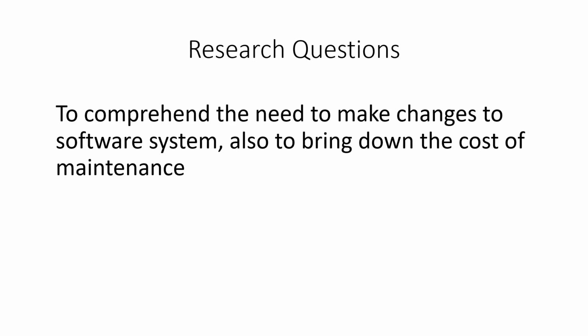The paper mainly focuses on comprehending the need to make changes in the software system, and it also brings down the cost of maintenance. A software system requires maintenance, which means that new code has to be added all the time. Because of this addition of new code, the cost of maintenance grows, and this causes a burden in terms of maintaining the project. So this paper elaborates on how software maintenance and the cost of maintenance can be kept to a minimum.